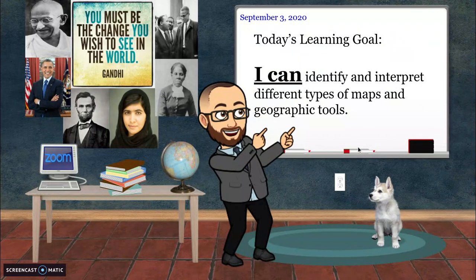So again, the learning goal. This is what I expect you to be able to say with confidence at the end of the lesson. I can identify and interpret different types of maps and geographic tools. So not only do I want you to be able to identify or tell me the different types of maps, but I also want you to be able to read and understand them.